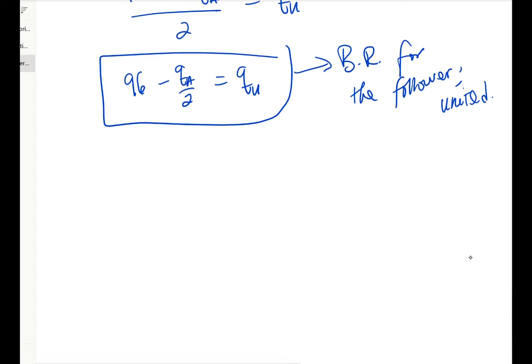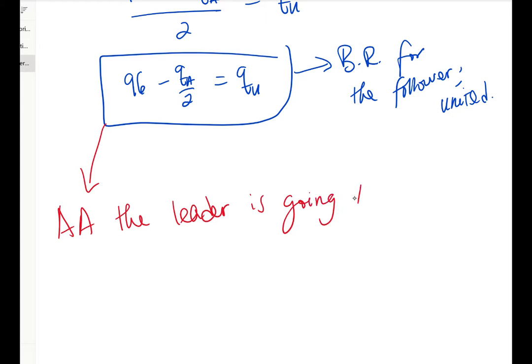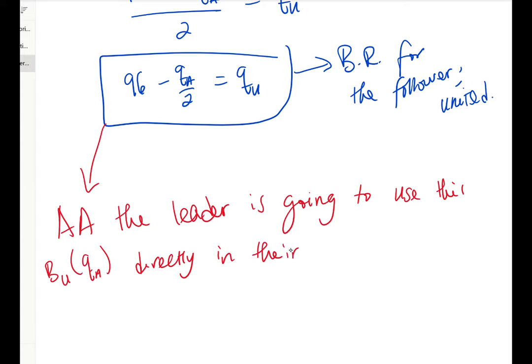Now that we have that, American Airlines, the leader, is going to use this best response function of United, the follower, directly in their residual demand function.